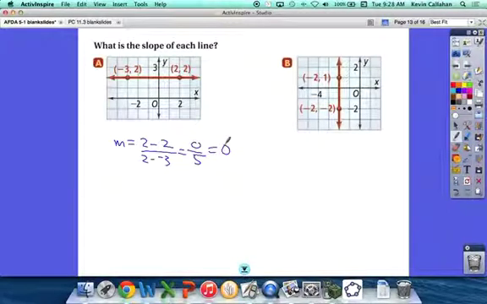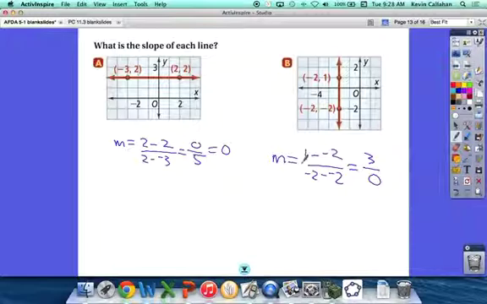Now, on a vertical line, when I do this math, I'm going to get 1 minus -2 divided by -2 minus -2, which is 3/0. Okay, what does a fraction equal when it has a 0 in the denominator? Undefined. That's the one that's undefined.